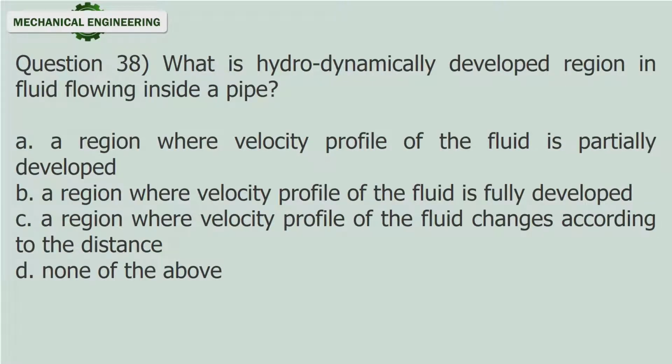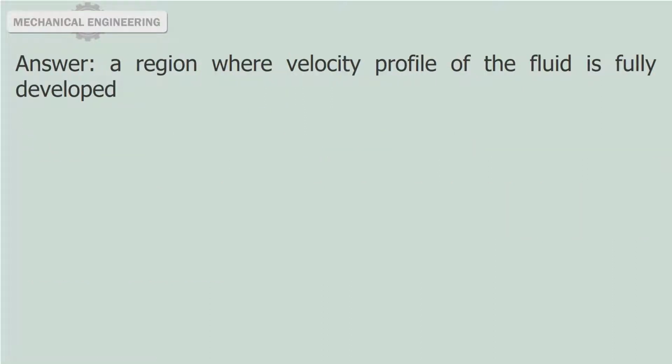Question 38. What is hydrodynamically developed region in fluid flowing inside a pipe? A. A region where velocity profile of the fluid is partially developed. B. A region where velocity profile of the fluid is fully developed. C. A region where velocity profile of the fluid changes according to the distance. D. None of the above. Answer: a region where velocity profile of the fluid is fully developed.